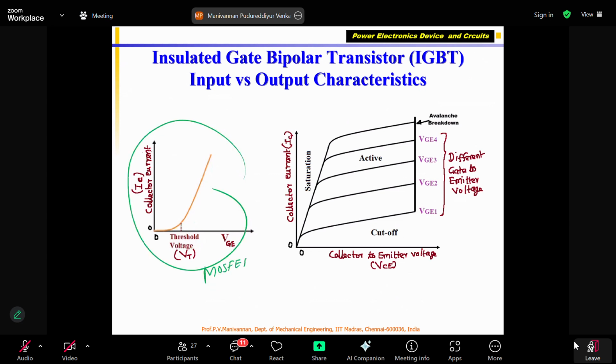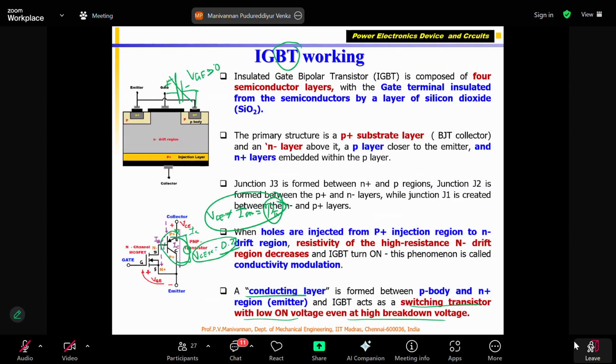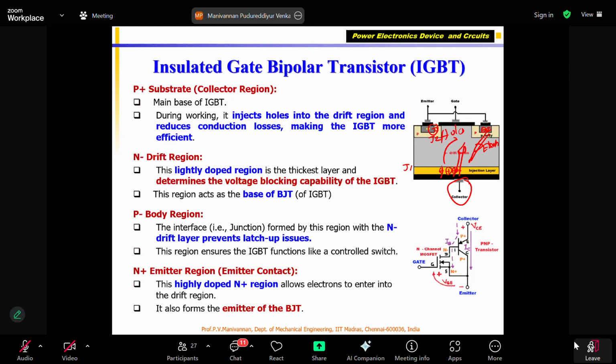The MOSFET is driving the output, correct? What is the output of the MOSFET? You can see here the drain current, ID, is controlled by the gate voltage. If I vary the gate voltage VGS, the ID will vary, which is nothing but IB, the base current of the output stage. So IB equals ID.